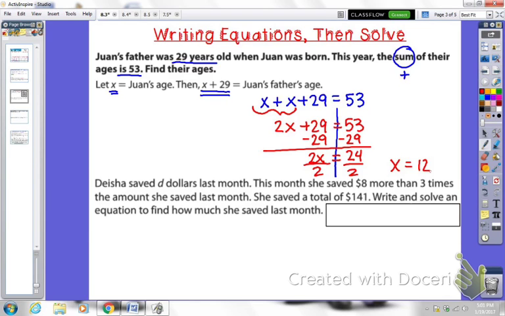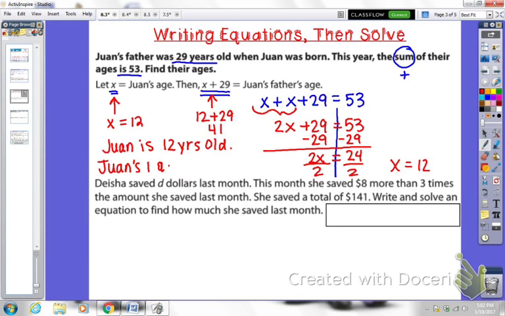So what does that mean? Well, back at the beginning, we know that x represents Juan's age, and we got x was 12. So that means Juan is 12 years old, which means his dad is x plus 29. So I'm going to take 12 plus 29, which brings his dad to be 41. So Juan's dad is 41 years old. So these are your 2 answers.